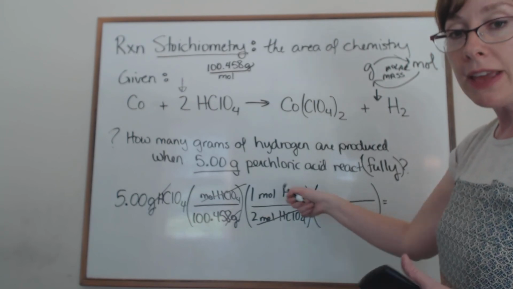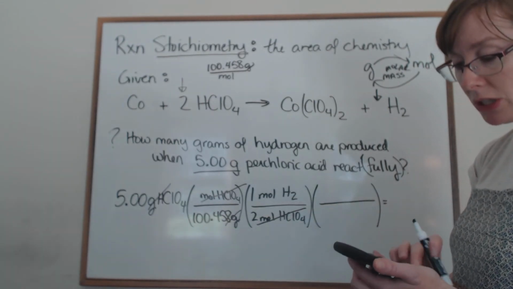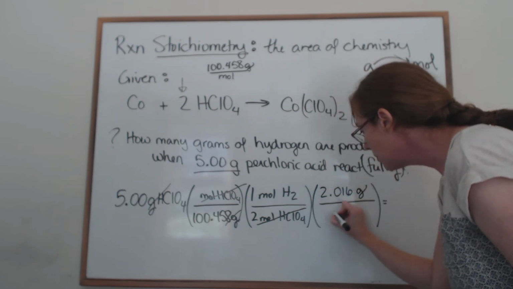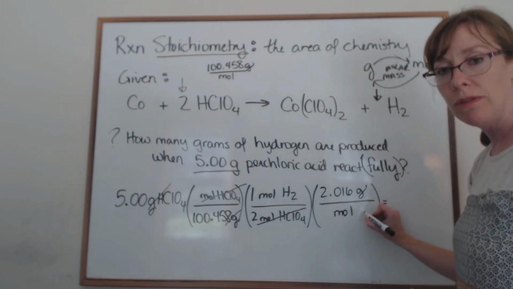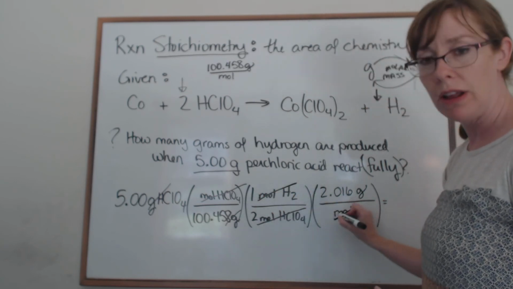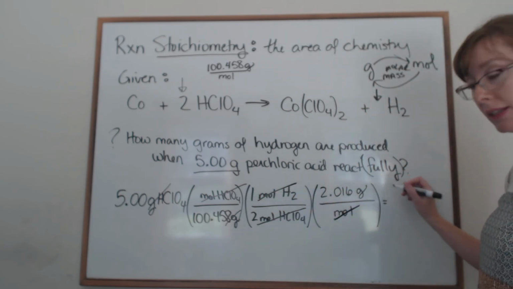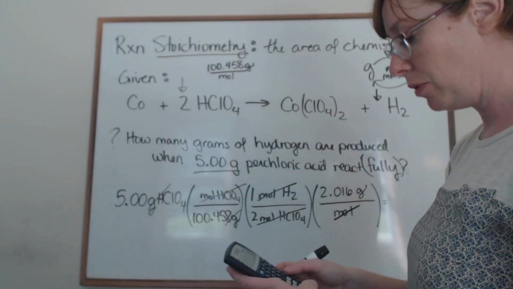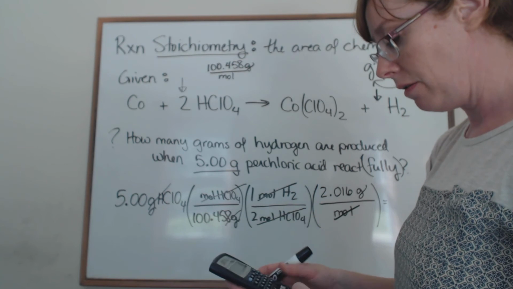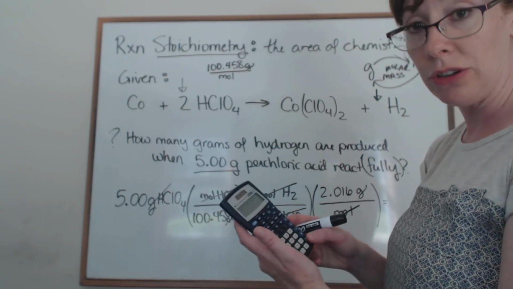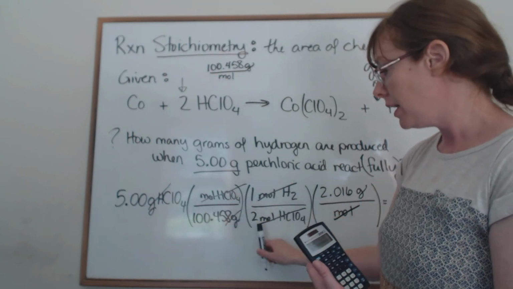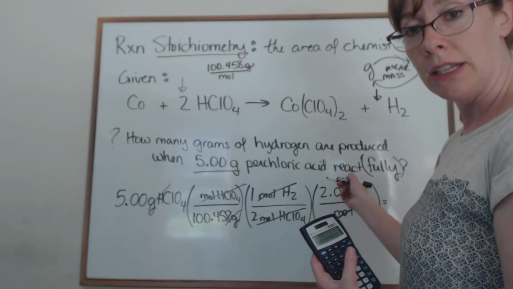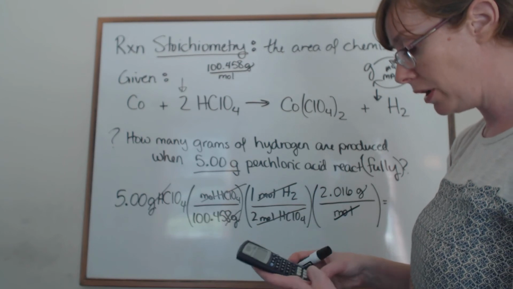Now it's time for the molar mass of H2. Well, that's 1.008 times 2. So we need 2.016 grams per mole. And you can write H2 if you want. I mean, as long as you know what you're talking about, you don't have to overdo it. Now we're ready. This is the grams of H2. Let's see what our calculator reads. 5.00 divided by 100.458. Enter. I just press enter after every step. Divided by 2, because any number in the bottom gets divided by. Times, because that one's on the top, 2.016.